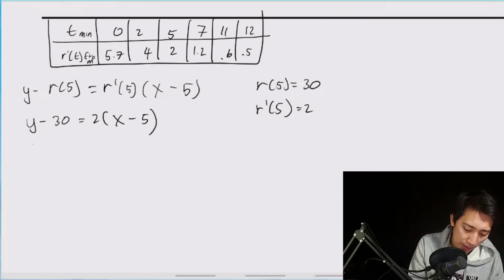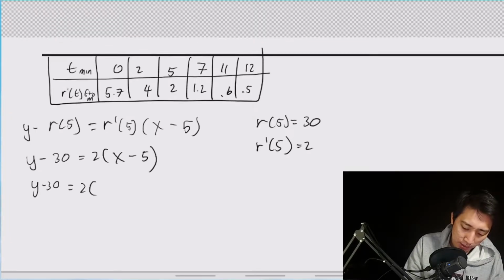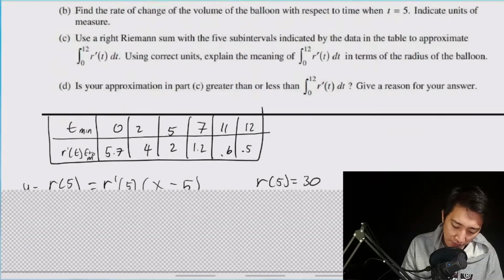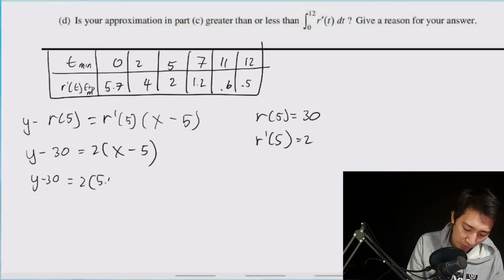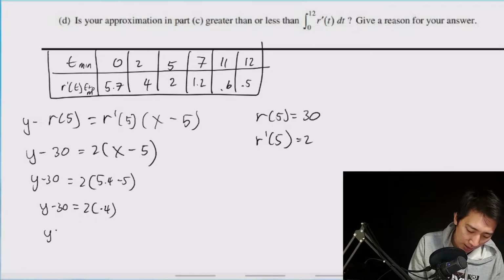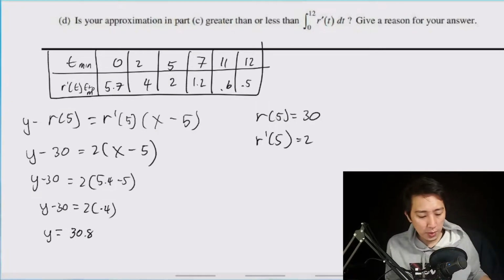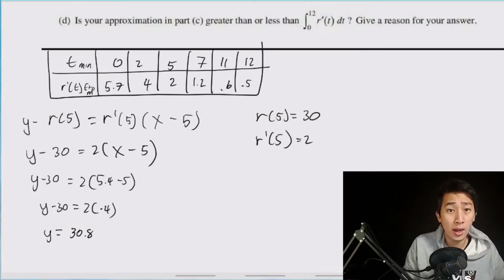So we're going to say y minus 30 equals 2 times, excuse me, it's going to be 5.4 minus 5. So we have y minus 30 equals 2 times 0.4. So y equals 30.8. This is one way you can do it using your point slope form.